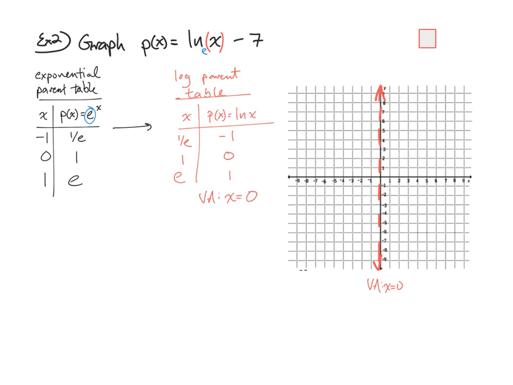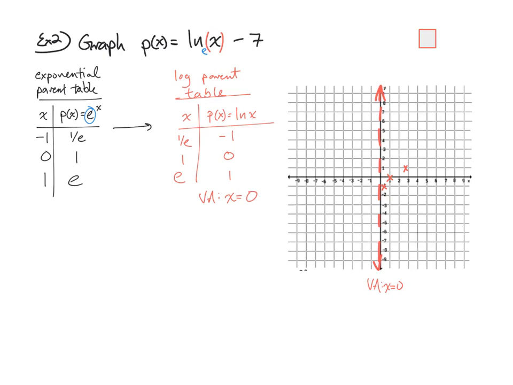Let's get these points in here. (1, 0), of course, is going to go right here. (e, 1) means we go over to the right between 2 and 3 and up 1. And then (1/e, -1) means we go down 1, but we just go to the right a little bit. Again, it's just going to be close to the vertical asymptote x equals 0.